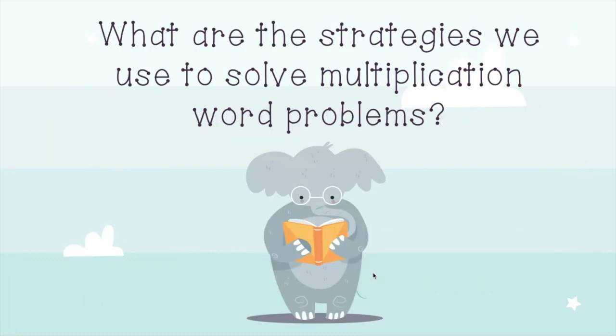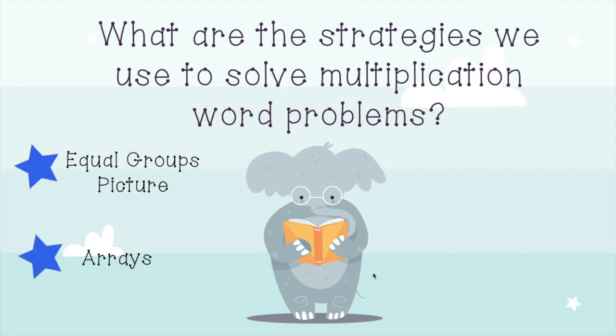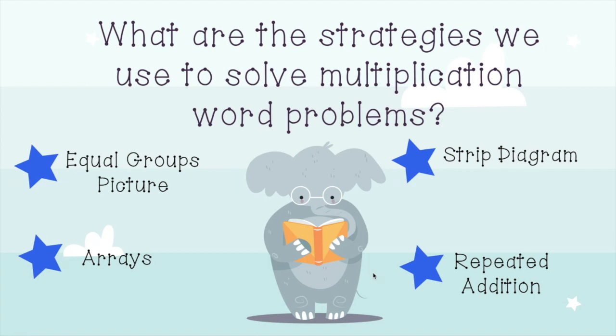when we're solving the problem, what are the strategies that I've taught you the past 2 weeks that you can use to solve multiplication word problems? Think, what are the different things that we have learned to solve a word problem? So we first learned equal groups pictures. We've learned arrays. We've learned a strip diagram and repeated addition. If you don't remember what these are, I'm going to show you on my notes how to use these strategies to solve the problem, okay?